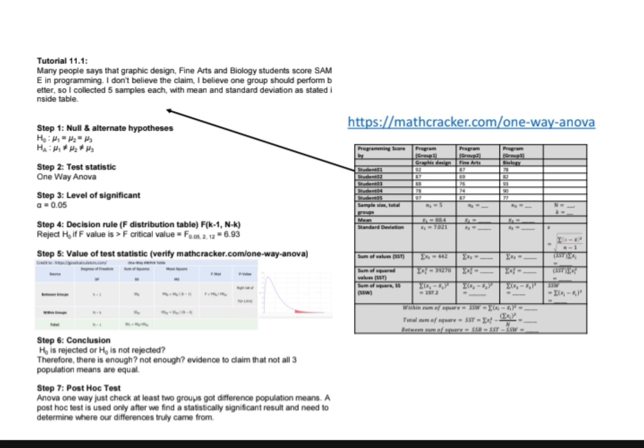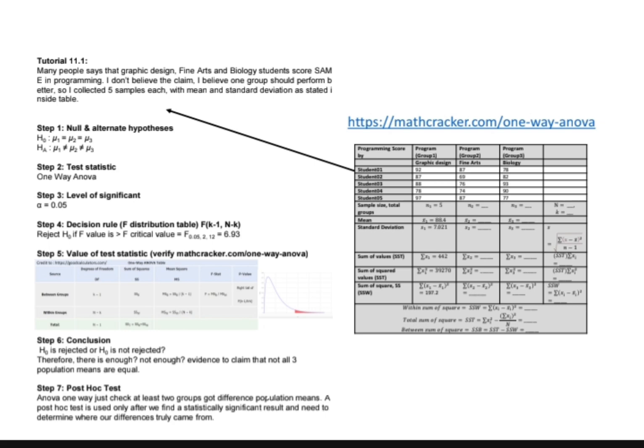Step 5. Calculate the test statistic. Using the data from the table, we calculate the mean for each group, the sum of squares between groups, SSB, the sum of squares within groups, SSW, the mean square between groups, MSB, and the mean square within groups, MSW. The F statistic is calculated using F equals MSB over MSW. To verify the calculation, we can also use an online ANOVA calculator such as mathcracker.com.